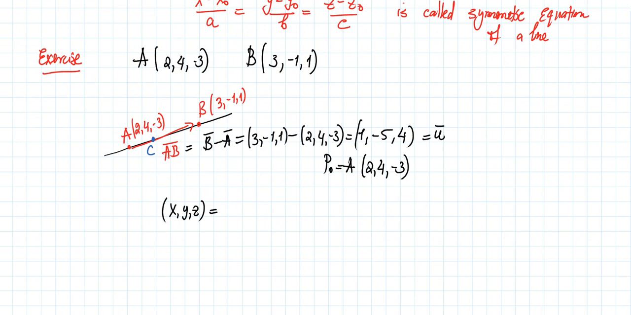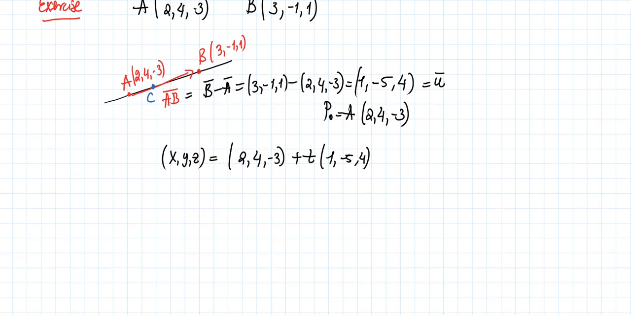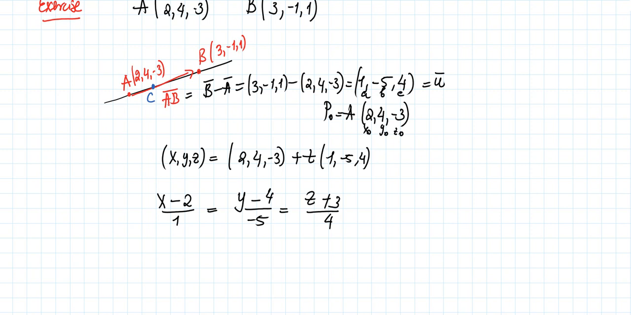Then the parametric equation, or the vector equation of the line, is going to be: the x, y, and z components of the points on this line are equal to P0, which is 2, 4, minus 3, plus t multiplied by u, which is 1, minus 5, and 4, right? Or the symmetric equation is going to be x minus x0, which is 2, divided by a, which is 1, is equal to y minus y0, which is 4, divided by b, which is minus 5, is equal to z minus z0, which is z plus 3, divided by 4. This is the symmetric equation of this line.